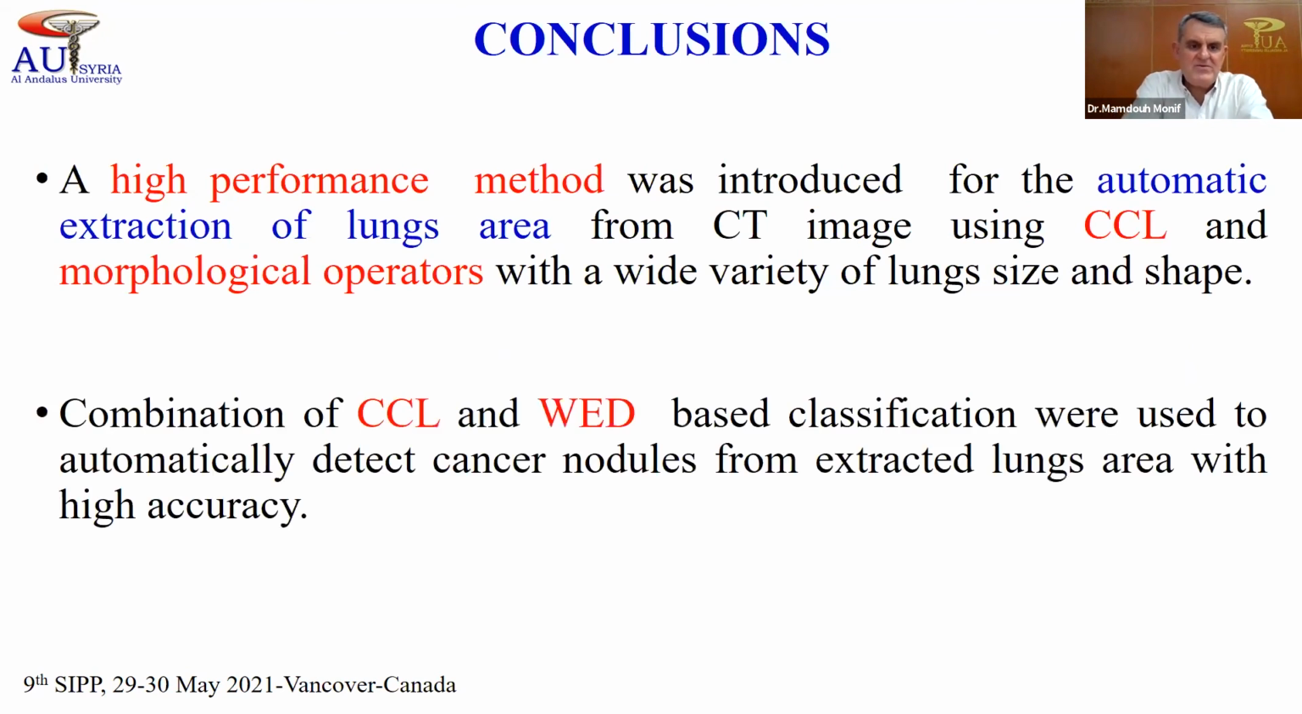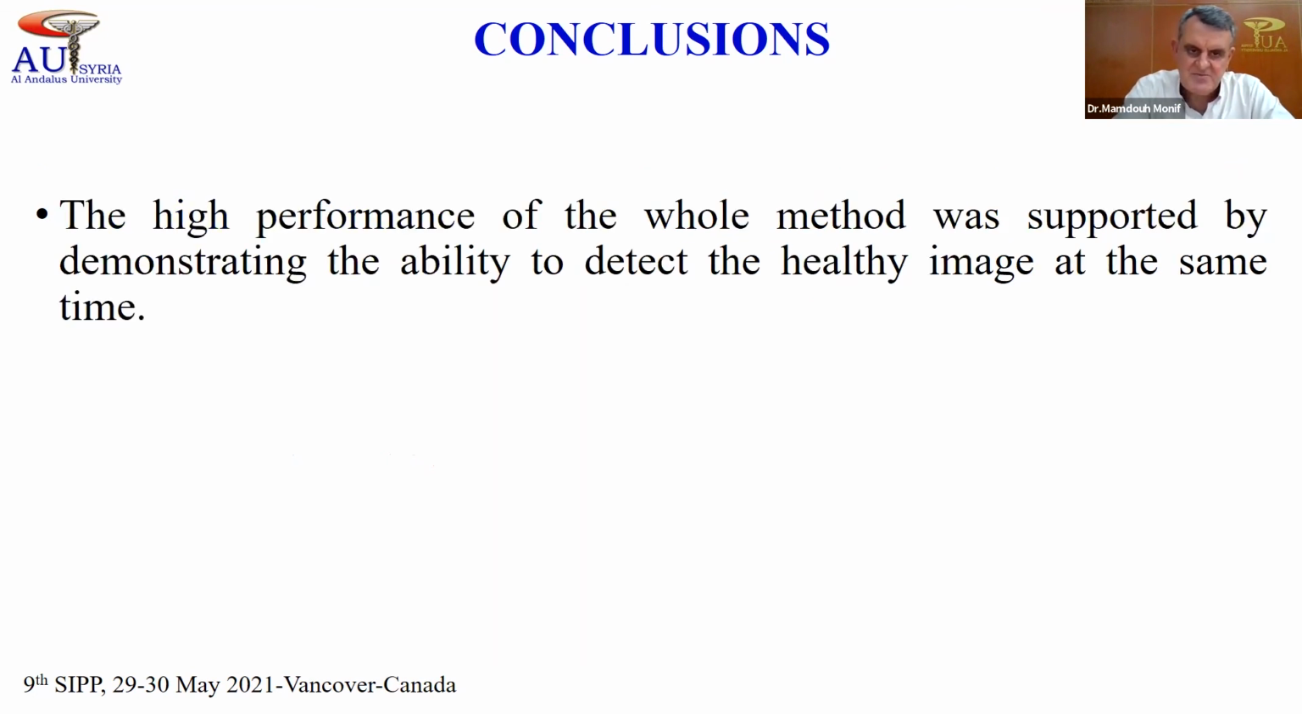Conclusion: a high performance method was introduced for the automatic extraction of lung area from CT images using connected component labeling and morphological operators with a wide variety of lung size and shape. Also, a combination of connected component labeling and weighted Euclidean distance-based classification was used to automatically detect cancer nodules from the extracted lung area with high accuracy.